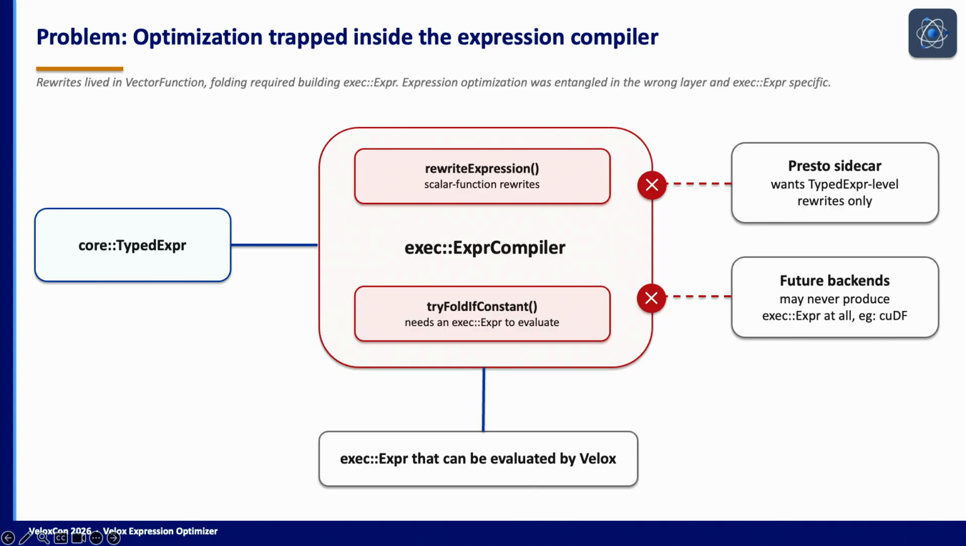So to sum up, because these expression optimizations were entangled within the expression compiler, it was not really extensible, and this made reuse harder for components that just wanted the expression optimization semantics without actually having to evaluate the expression with Velox's expression evaluation. And we ran into this issue when working on the Presto native expression optimizer.